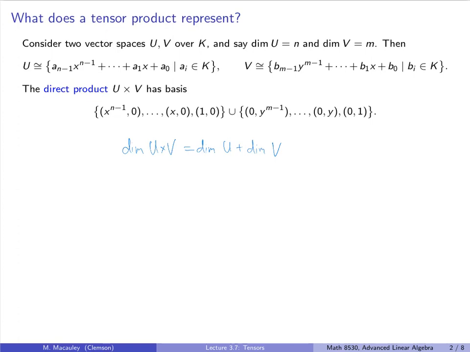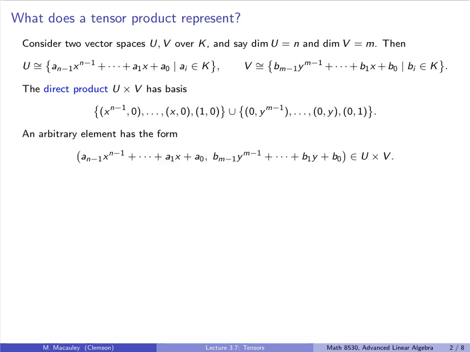The tensor product is going to have a multiplicative dimension. So in other words, the dimension, as we will see, of the tensor product of U and V is going to be the dimension of U times the dimension of V. So we will think about a basis of this, and we will construct it by taking products of basis elements in U and basis elements in V. So more on this shortly.